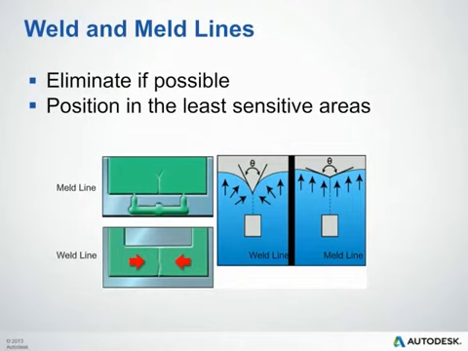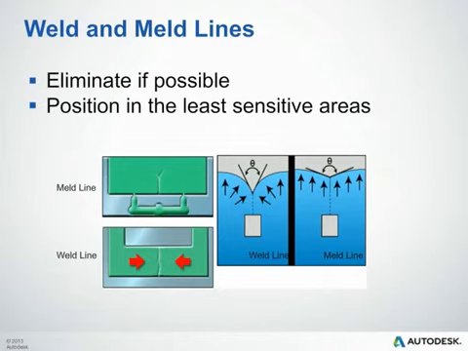Every time a gate is added to your part, an additional weld or meld line is formed, and so eliminating extra gates when possible is advisable. When the number of weld and meld lines cannot be reduced, they should be placed in the least sensitive or least critical areas with regards to their strength and appearance. Depending on the application, a weld or a meld line could be a big problem in terms of either strength or appearance.